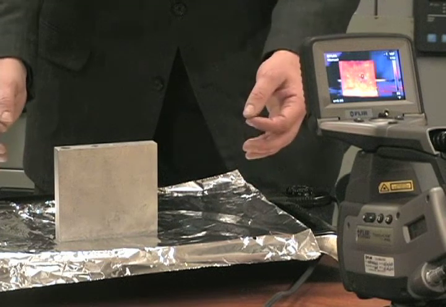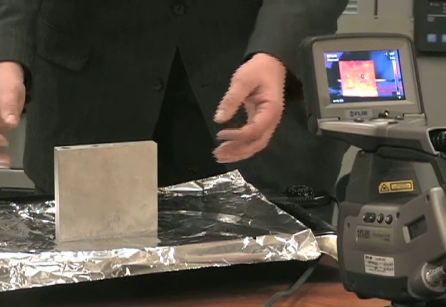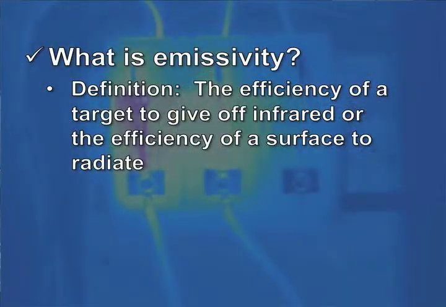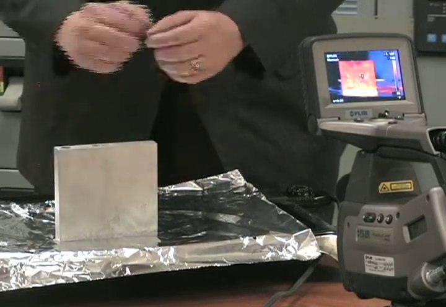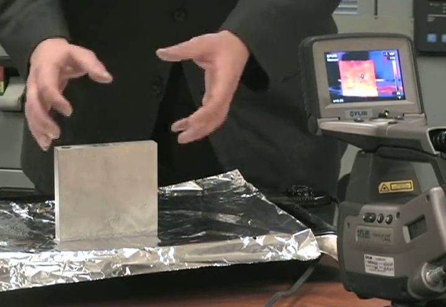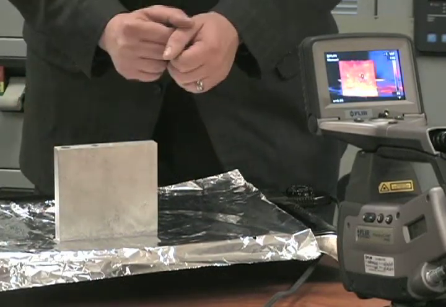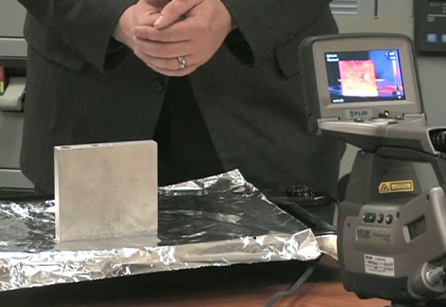The subject, again, is emissivity. Emissivity, by definition, is the efficiency of a target to give off infrared, or the efficiency of a surface to radiate. This target right here has a very low or poor emissivity. It does not want to give off the infrared that the camera desperately needs to give a proper temperature measurement.